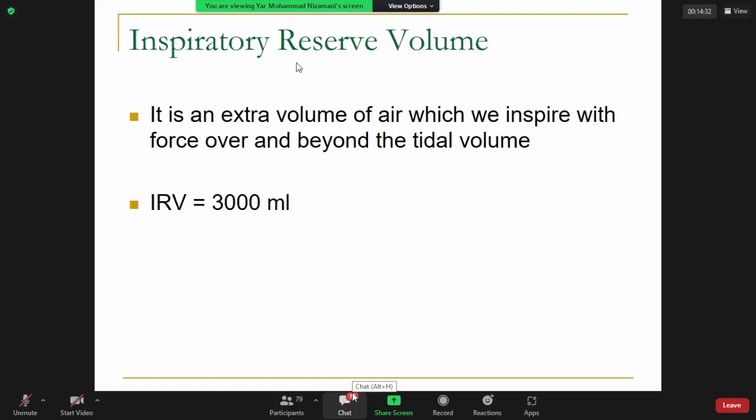Another thing is inspiratory reserve volume. नाम पे गौर करें बच्चा. Inspiratory reserve volume means reserve volume है ना, so it is an extra volume of air which we inspire with force over and beyond tidal volume. अगर हम जोर से एयर को इंस्पायर करें over and beyond tidal volume, we call this an inspiratory reserve volume. नाम से जाहिर है बच्चा, क्या कह रहा है ये? Inspiratory reserve volume, extra volume of air inspired with force over and beyond tidal volume. The value is 3000 ml.